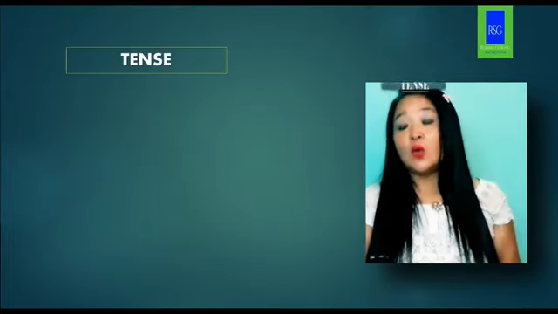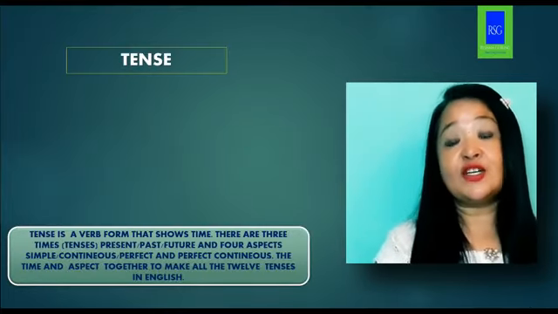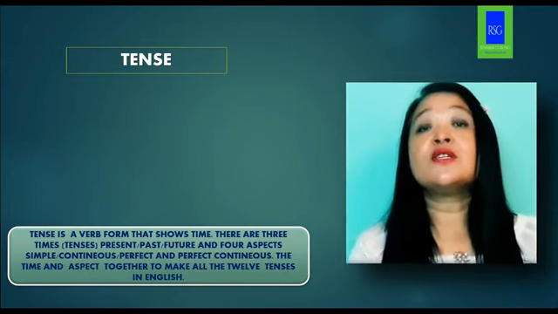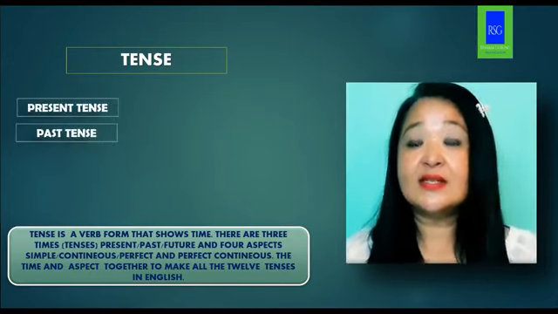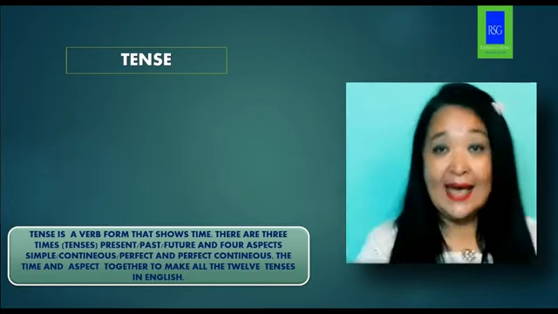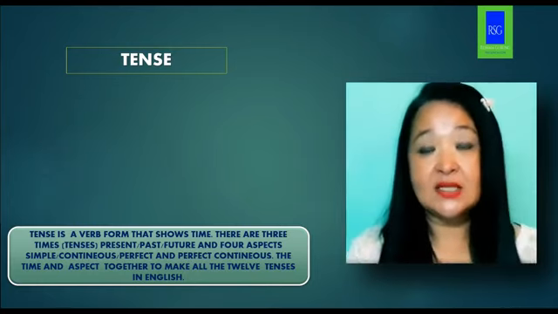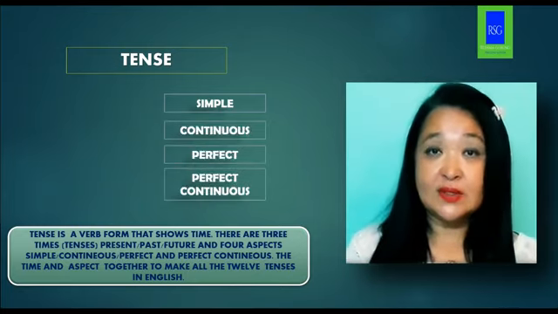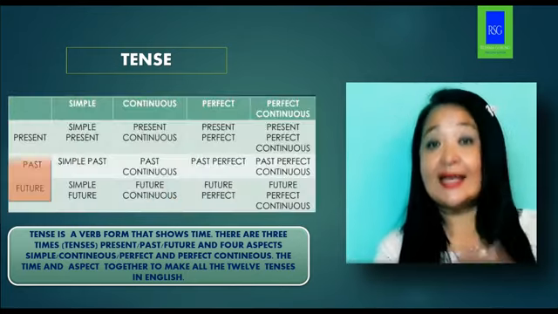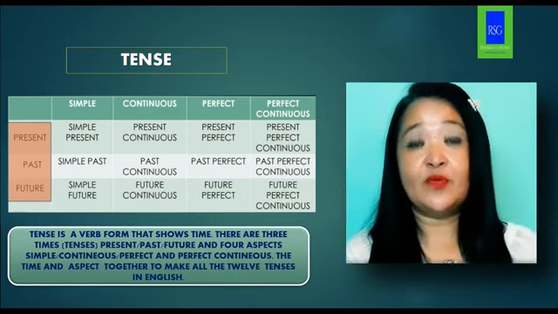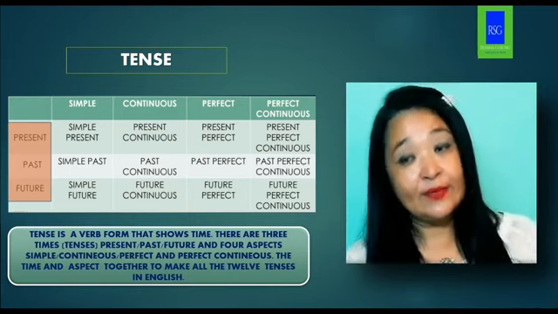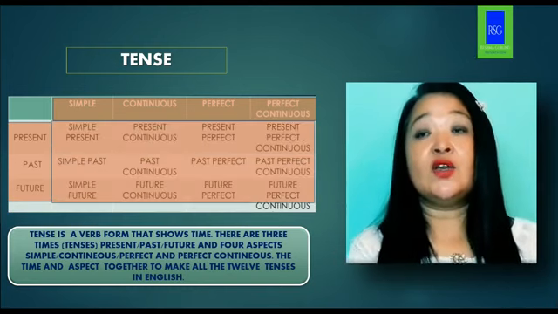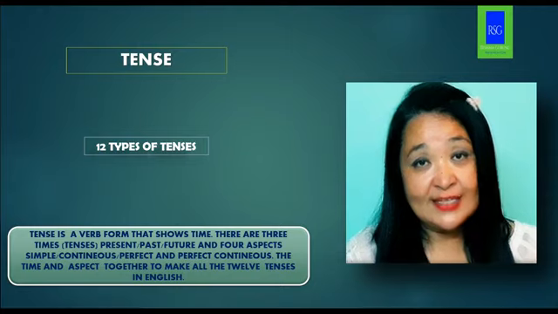First, what is a tense? Well, a tense is a verb form that shows time. So there are 3 tenses, as you know: the present tense, past tense and the future tense, and 4 aspects. What are those 4 aspects? Simple, continuous, perfect and perfect continuous. So when the 3 tenses and the aspects combine together, we get 12 types of tenses.